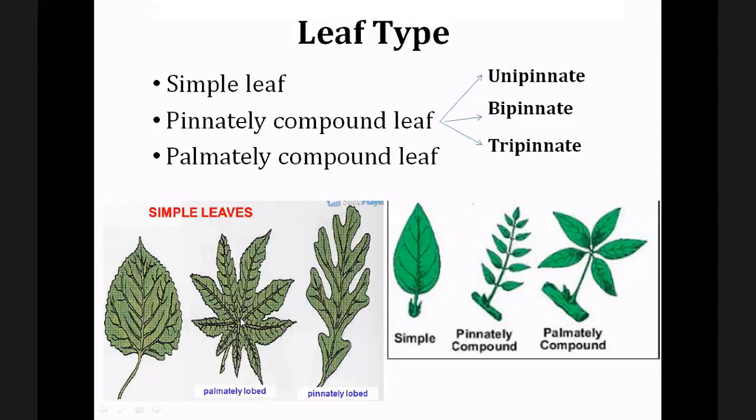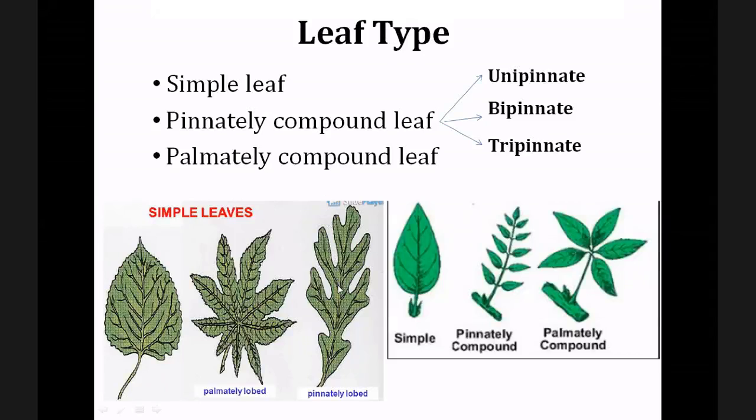These lobes are radiating outward from the end of the petiole, like the fingers of a palm. That's why it is called palmately lobed. Same with pinnately lobed, the leaflets are not divided. But in the pinnately compound leaf, these leaflets are divided and have their own petiole. Where the lobes are not divided, these leaves are called simple leaves, because they are not divided into leaflets.